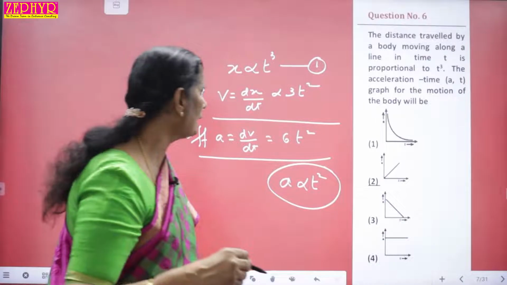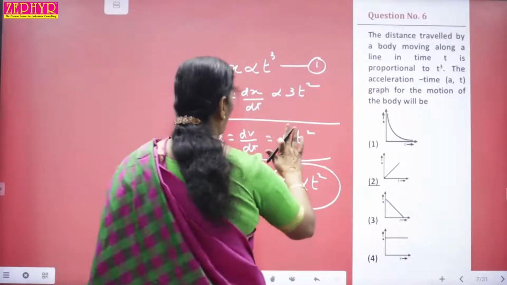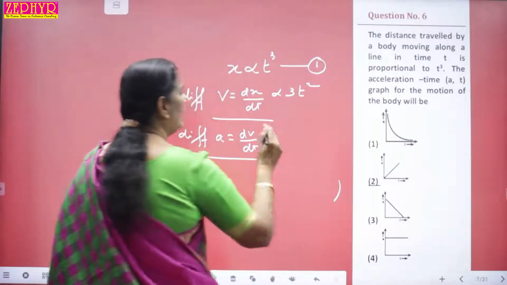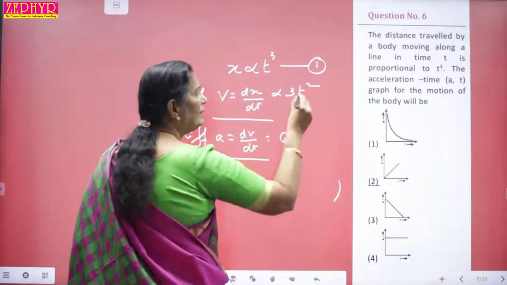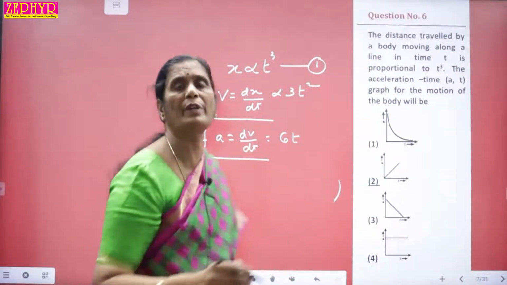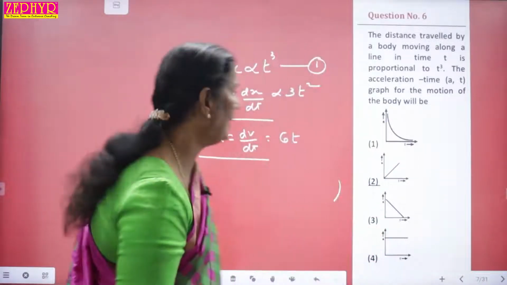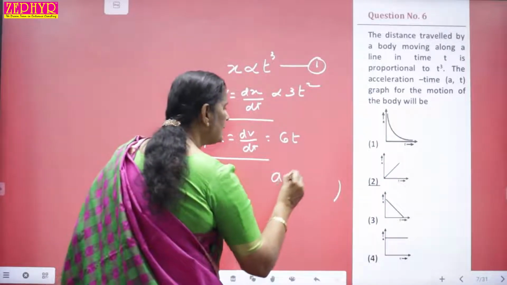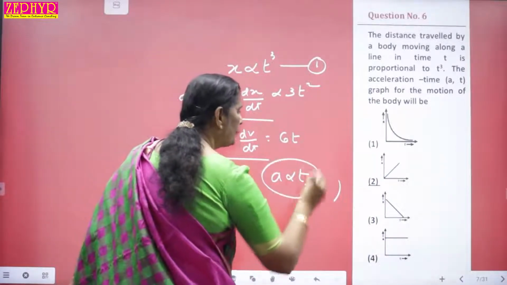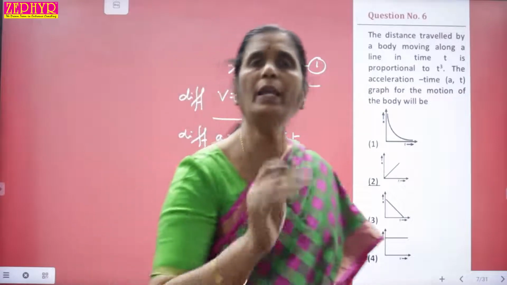No, sorry, that is 6t, because the differentiation of t square is 2t, giving 6t. So we can say that acceleration is proportional to t. Now what we have to do? We have to see what the graph is.